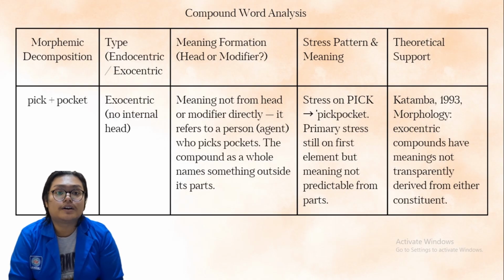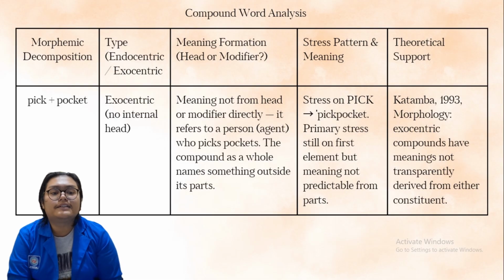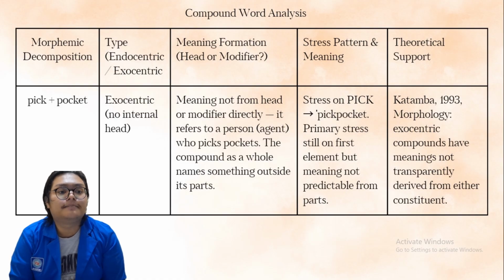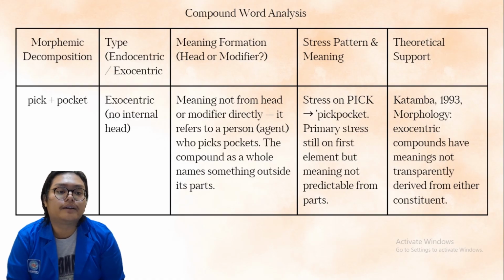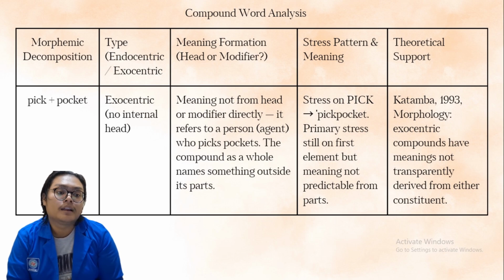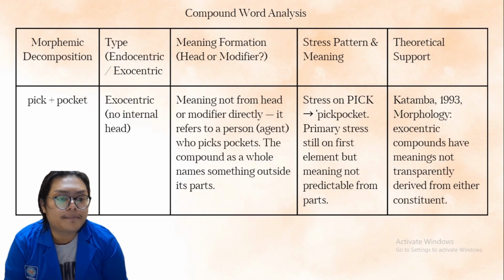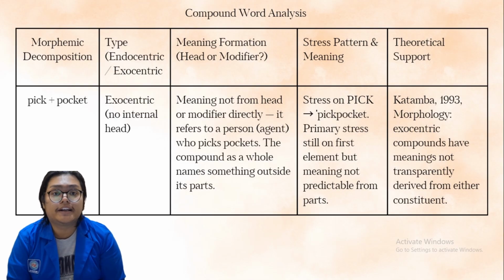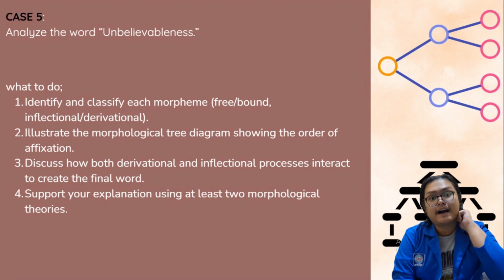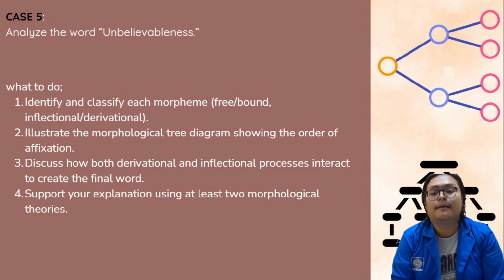Stress pattern: stress on the word pick. Primary stress is still on the first element, but the meaning is not predictable from the parts. This is also supported by theory from Katamba 1993 in the book Morphology. Exocentric compounds have meanings not transparently derived from either constituent. That is the end of case 4. We move to case 5. This is the end of the case.